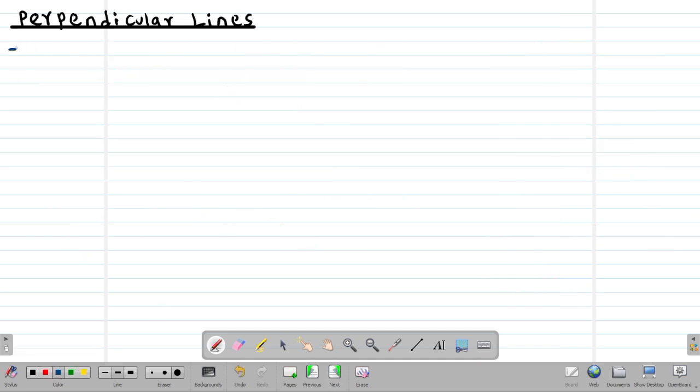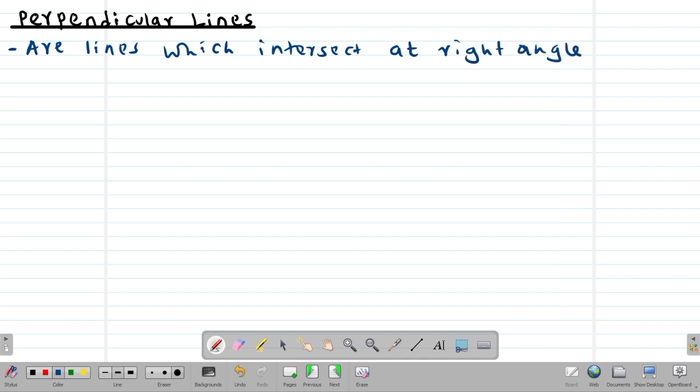Then two, we look at perpendicular lines. Now, when are two or more lines said to be perpendicular to each other? Perpendicular lines are simply lines which intersect at right angles. Or you can say they are lines which intersect at 90 degrees. If two lines intersect at 90 degrees, then such lines are said to be perpendicular to each other.